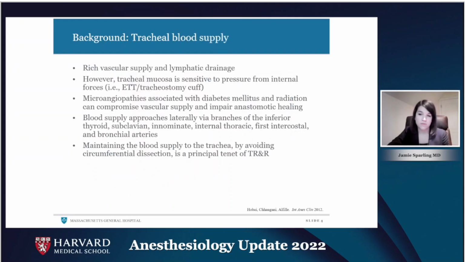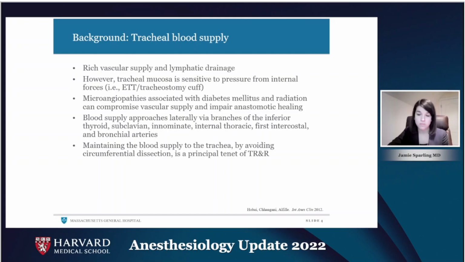The trachea benefits from both rich vascular supply as well as rich lymphatic drainage. However, the blood supply comes from the external aspect, so tracheal mucosa is sensitive to pressure from internal forces such as endotracheal tubes or tracheostomy cuffs. This is enhanced in patients with microangiopathies, including diabetes mellitus and prior radiation therapy, which can compromise the microvascular blood supply and impair anastomotic healing.